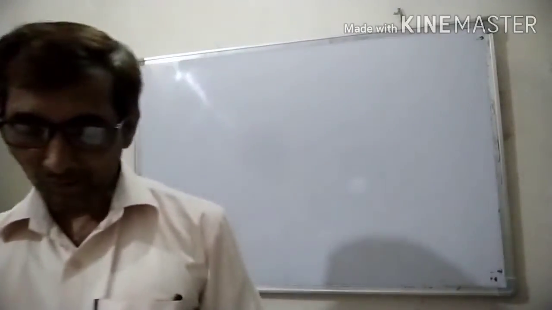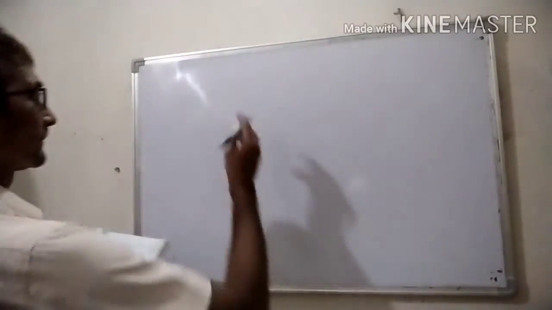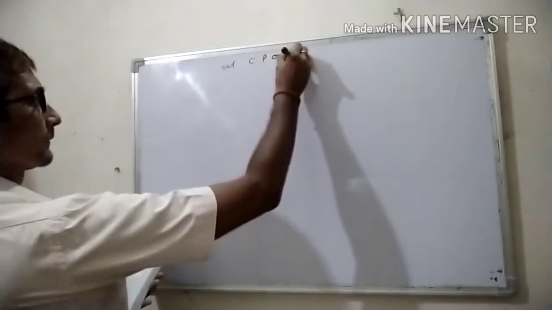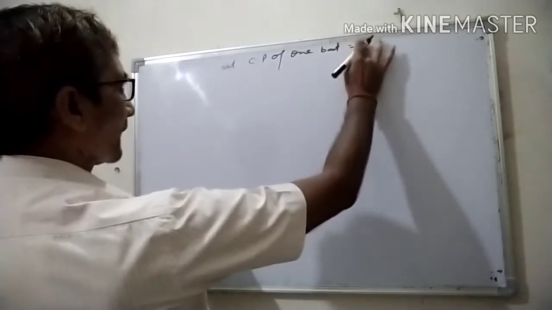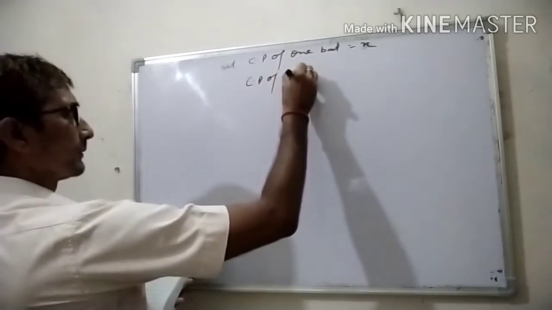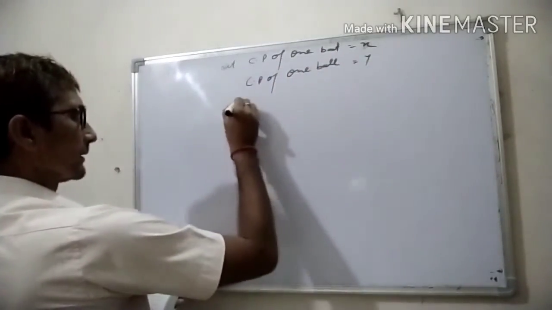A coach of a cricket team buys 7 bats and 6 balls for this amount. Later she buys 3 bats and 5 balls for this amount. Find the cost of each bat and each ball. Let CP of 1 bat equal to x and CP of 1 ball equal to y.